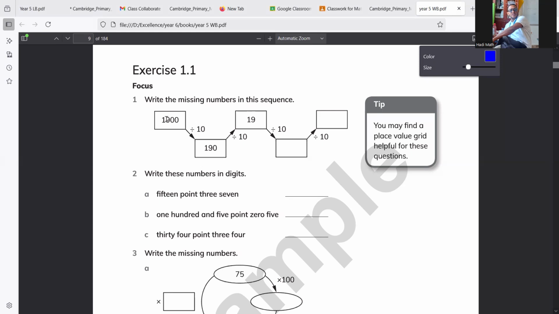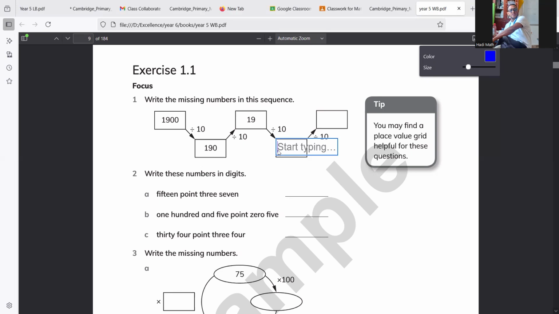This is 190 divided by 10. We know when we divide by 10, we cancel a 0. So we cancel one 0 out, and it will be 19. When we divide by 10 again, we cancel a 0.